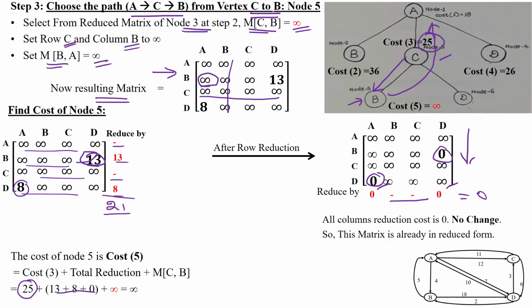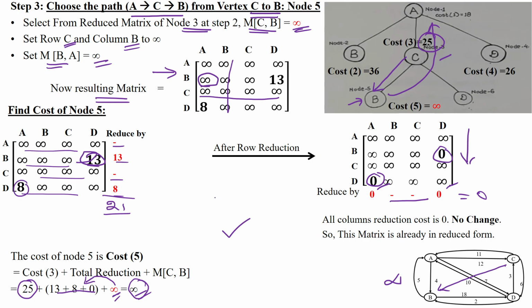And M of c comma b is infinity. So infinity plus any value is infinity. Why is it coming like this? You look at a, c, b. From c to b there is no path. You look at that, there is no path directly to b from c. So that's why we are getting infinity. From the given graph itself you can identify, but it is mathematically proved that there is no path from c to b, so it is infinity.